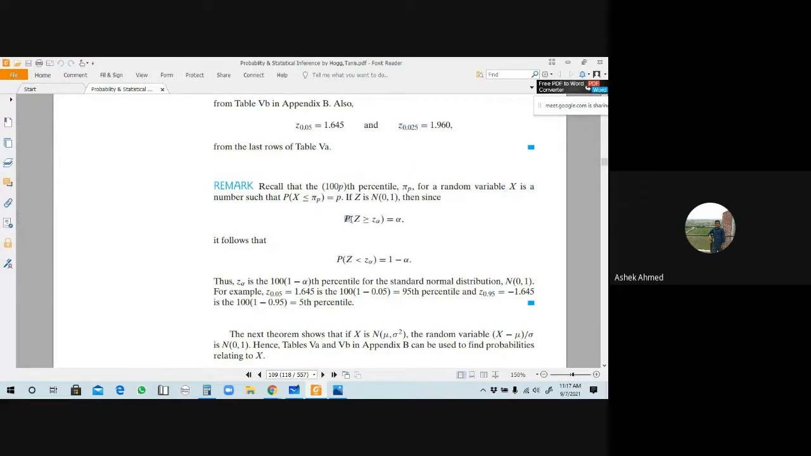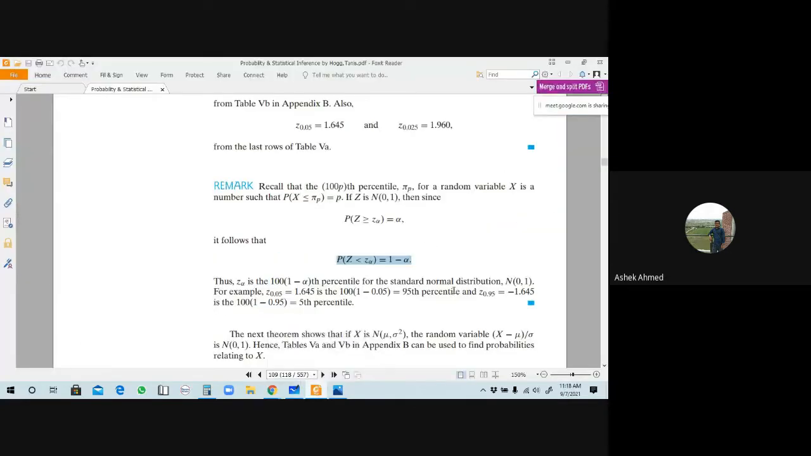If the probability of Z greater than z suffix alpha is alpha, okay, from here we can say that the probability of Z less than z suffix alpha will be 1 minus alpha. I have already discussed this concept in the graph of standard normal value today. Okay, standard normal value I have already discussed, please have a look at it.